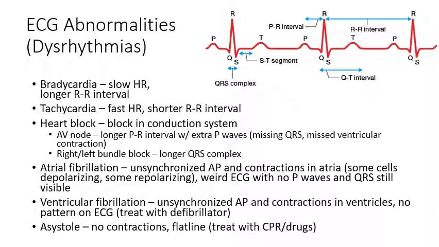The other thing you could see on the ECG is the flatline, which the sciencey name for that is asystole. Asystole means without systole, and systole is the part of the heart cycle where chambers are contracting. So if you have asystole, that means you have no contractions, or a flat line on the ECG. That can be treated with CPR, not with a defibrillator. And there are also certain drugs that could be used to treat that as well.